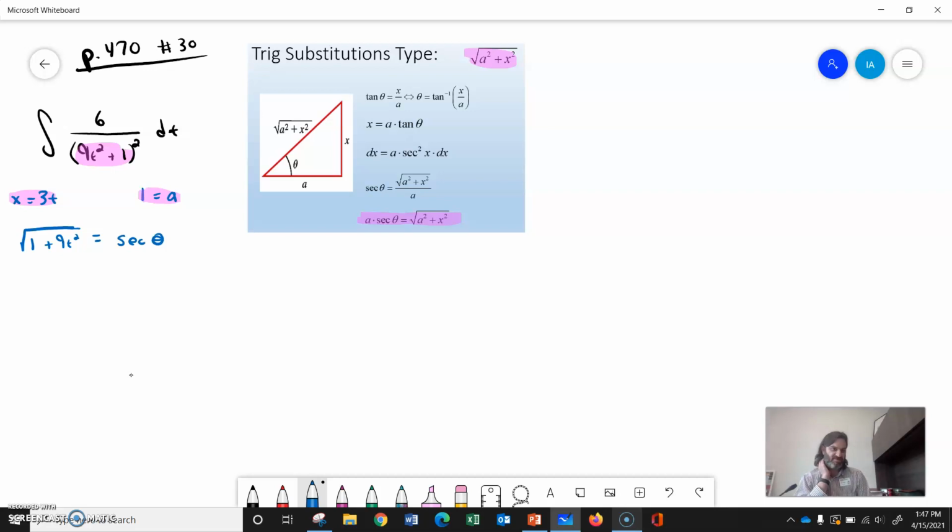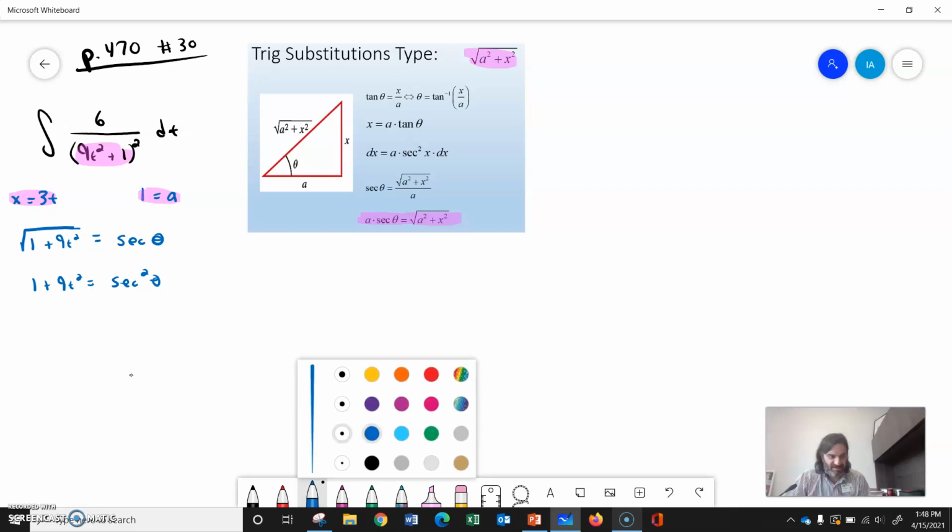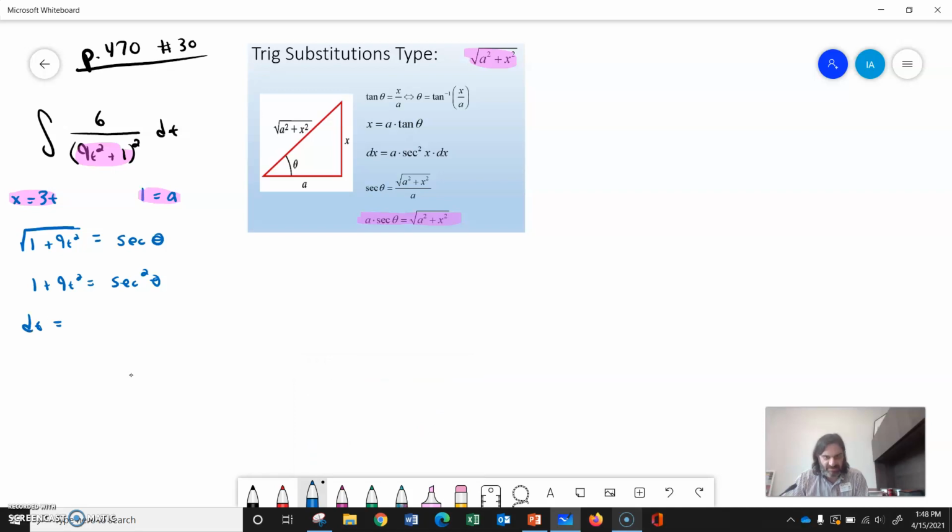Now what we have in our problem is not a square root. What we actually have is the thing squared. So how would we get there? We could square both sides of this and get 1 plus 9t squared equals secant squared. So maybe we'll stop there and figure it out in a moment. Then the other thing we need is the dt. In this case, our dt will be secant squared theta d theta.